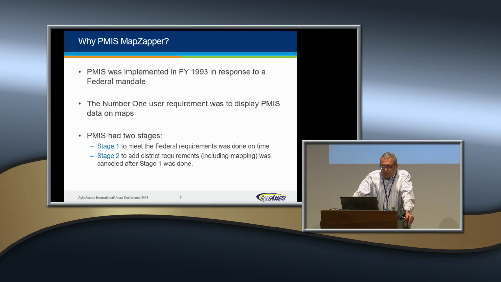So PMIS had 2 stages. Stage 1 was to meet the federal requirement. Stage 2 was to develop the mapping. And guess what? They canceled stage 2 on the mainframe. That's why we had to do the MapZapper. Since the original system was on the mainframe, most of the users only knew and only used MapZapper, because they were able to create maps and also run reports.